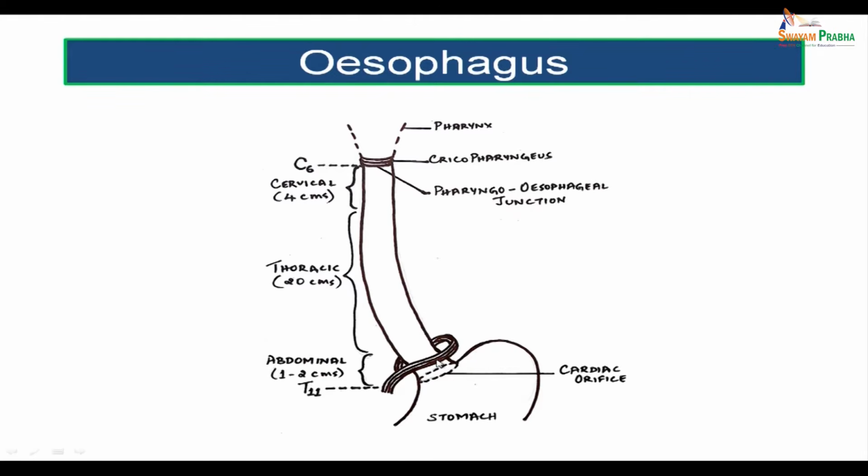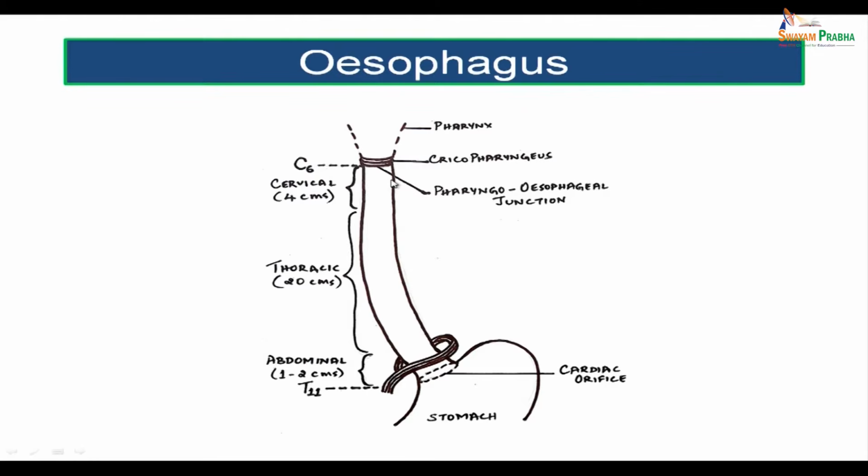where it ends by joining the stomach. And this happens within the abdomen because the esophagus passes through the diaphragm, through the esophageal opening of the diaphragm, which is at the level of the 10th thoracic vertebra, and ends near the cardiac orifice of the stomach. This is at the level of the 11th thoracic vertebra. So, the whole of the esophagus extends from the lower border of C6 to the lower border of T11 vertebra. It measures about 25 centimeters in length.